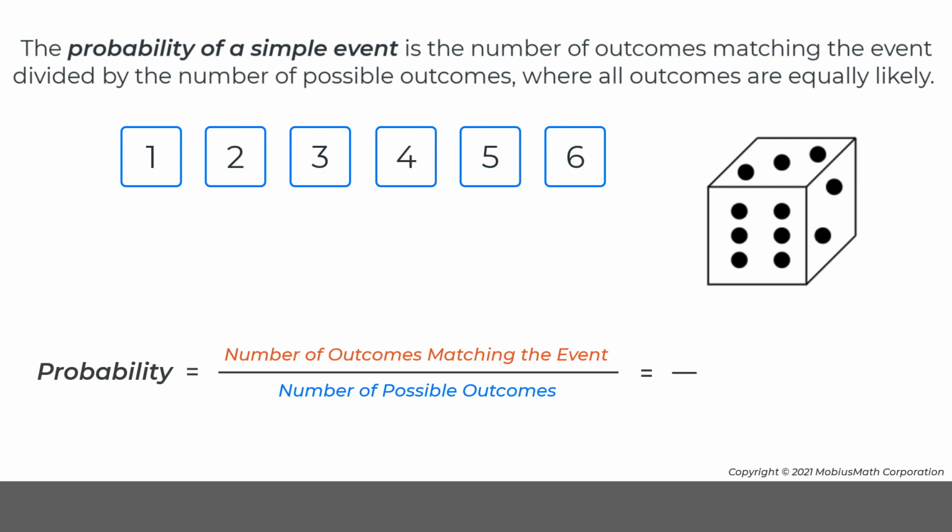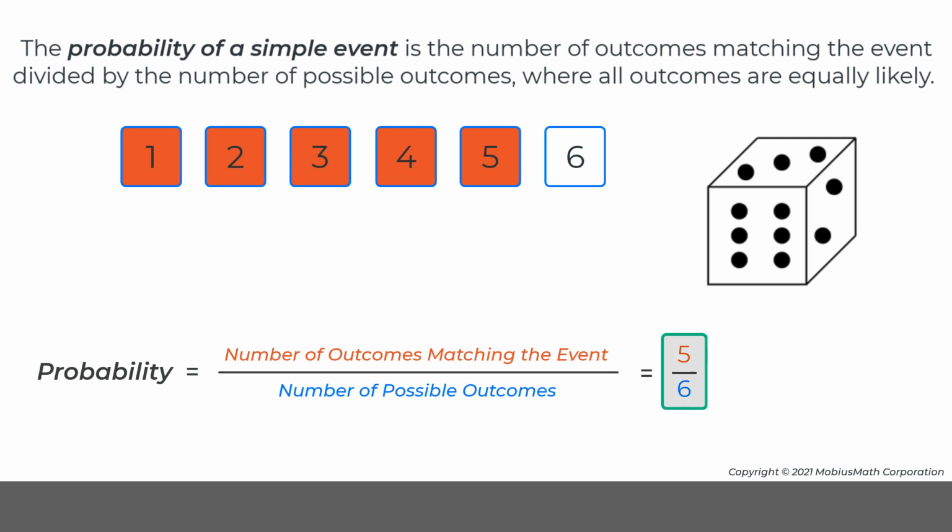A similar approach can be used to find the probability of not rolling a 6. There are still 6 possible outcomes. There are 5 outcomes where the number rolled is not a 6. So, the probability of rolling a number that is not a 6 with this number cube is 5 out of 6, or 5/6.